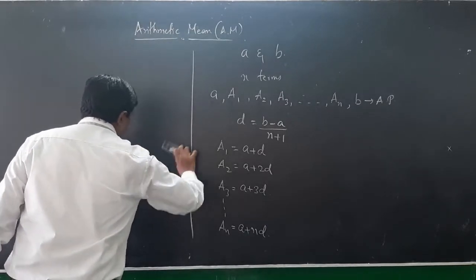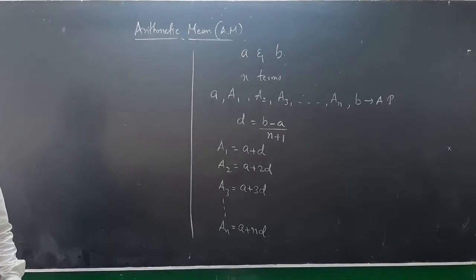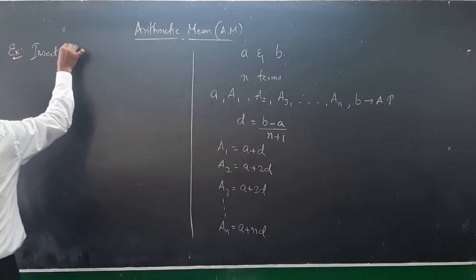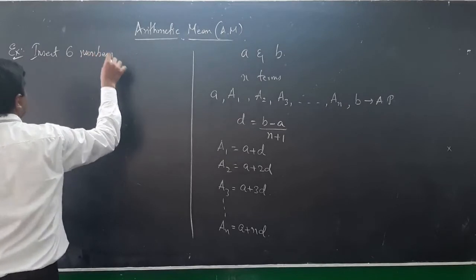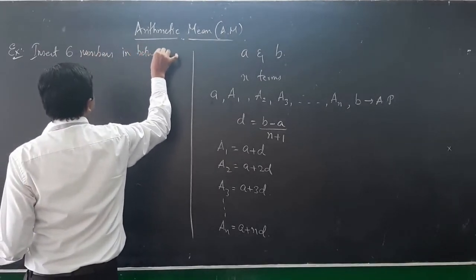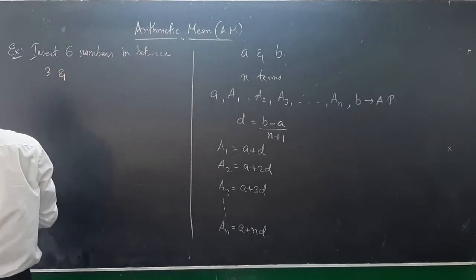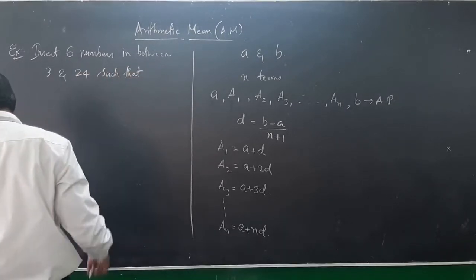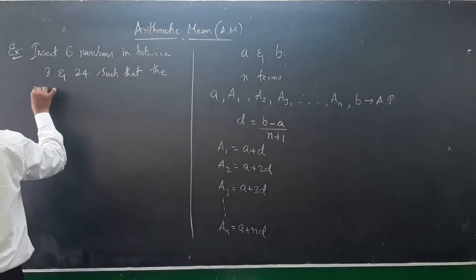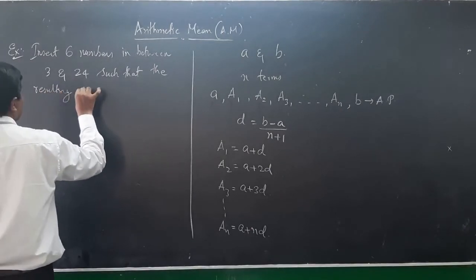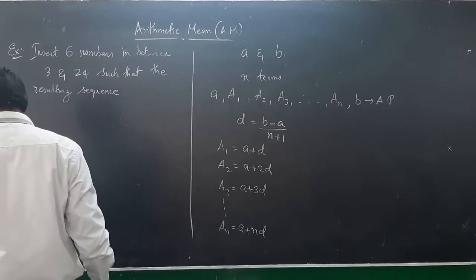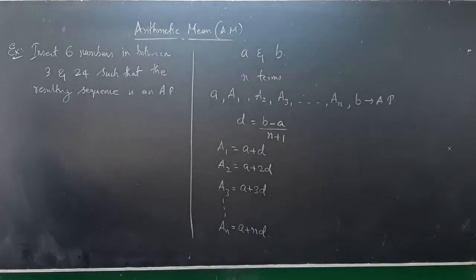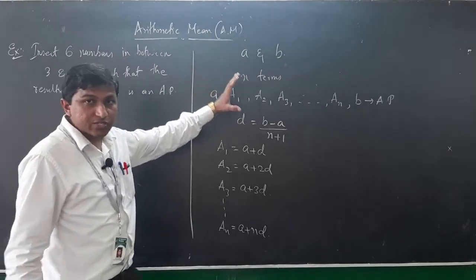So just write down this problem. Example: insert 6 numbers in between 3 and 24 such that the resulting sequence is an AP. Okay, we will use this concept.